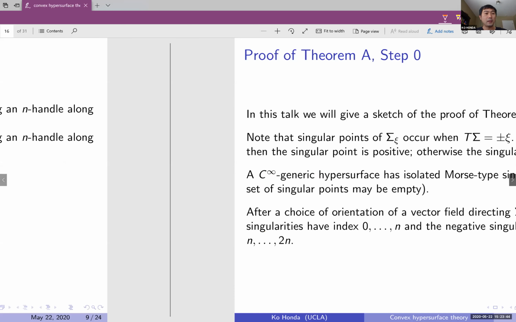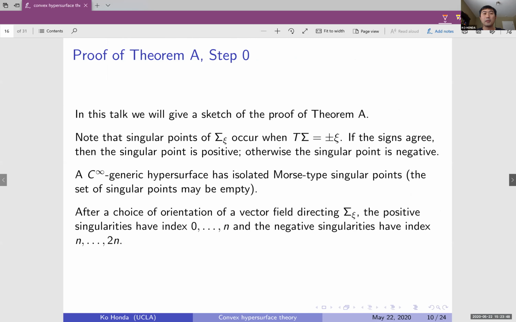All right. So let's get started on the proof. If Selman still has a question, you can ask again. Okay. So anyway, step zero. So we'll give a sketch of proof of theorem A, and then say some words about B.